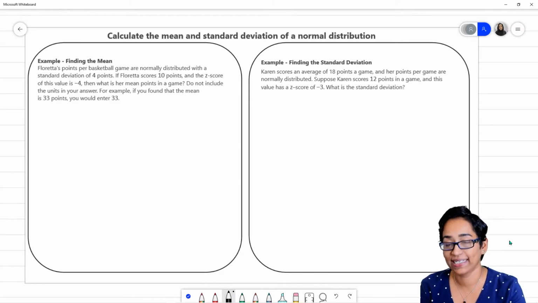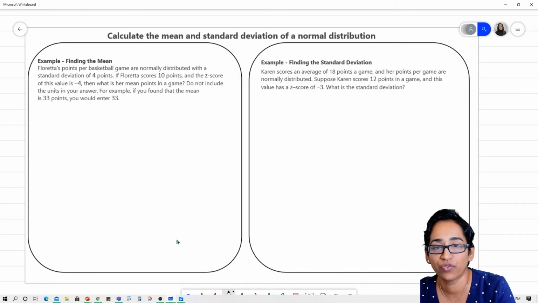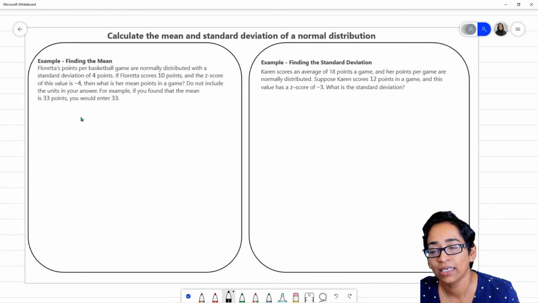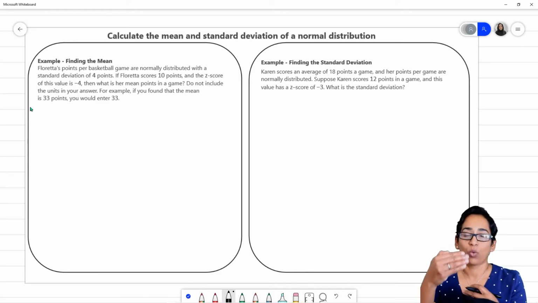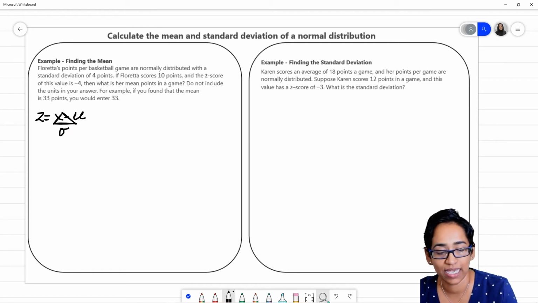All right, let's look at the next part here. Calculate the mean and standard deviation of the normal distribution. So they're asking us to go backward. Always make sure you start with the formula. Z is equal to x minus mu over standard deviation. What's happening? X minus mu over standard deviation.